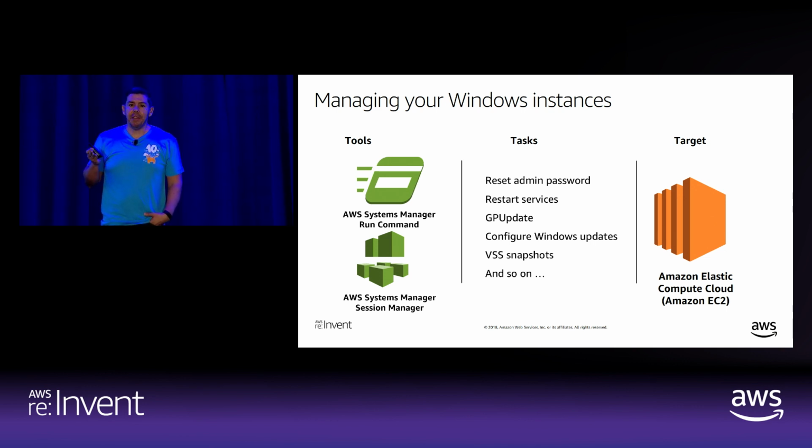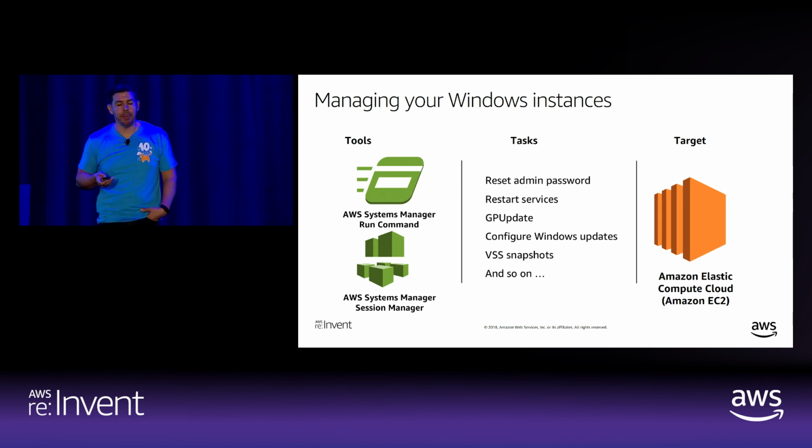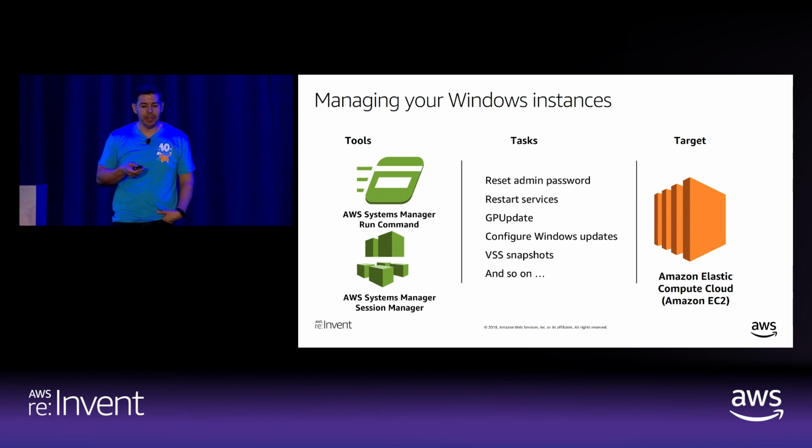But some of these capabilities within Systems Manager are critical to operationalizing your workloads in the cloud. These include capabilities like AWS Systems Manager Run Command, as well as AWS Systems Manager Session Manager. With these, you can perform some of the common administrative tasks you may be performing to manage your instances in the cloud, like resetting the local admin password across a fleet of instances, restarting services, updating group policies on those servers, configuring Windows Update services, as well as taking backups, whether using enterprise backup solutions or VSS Snapshot, which is supported within Systems Manager. So you can leverage these capabilities to help you manage your Windows instances.